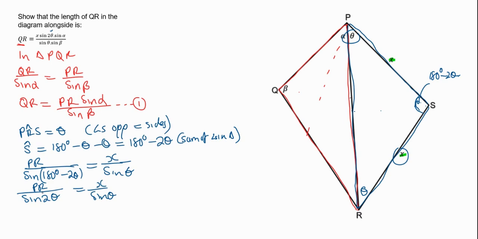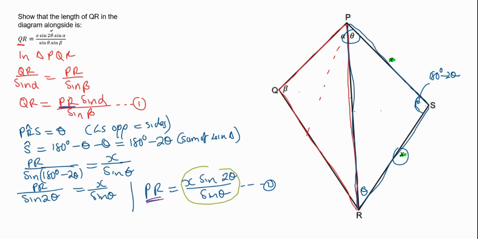Right? And then we make PR the subject. If we make PR the subject, we get what? PR is equal to x sine 2 theta, multiplying by sine 2 theta on both sides, over sine theta. Right? And then this is our second equation. Now, if we check, we have PR here, and then we have PR also there. So we take this PR and then we put it here.